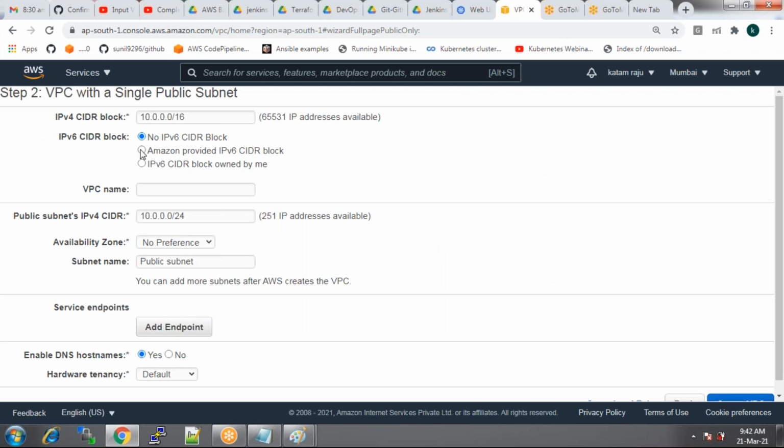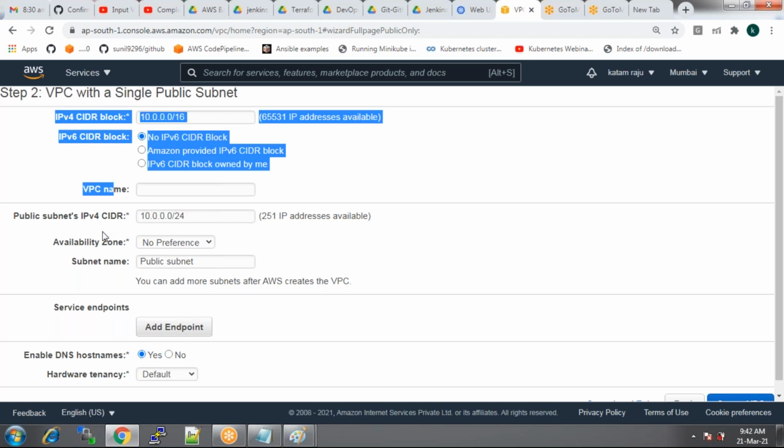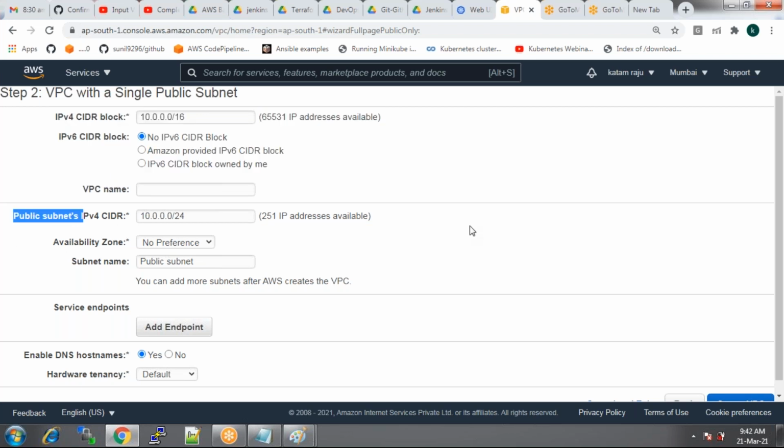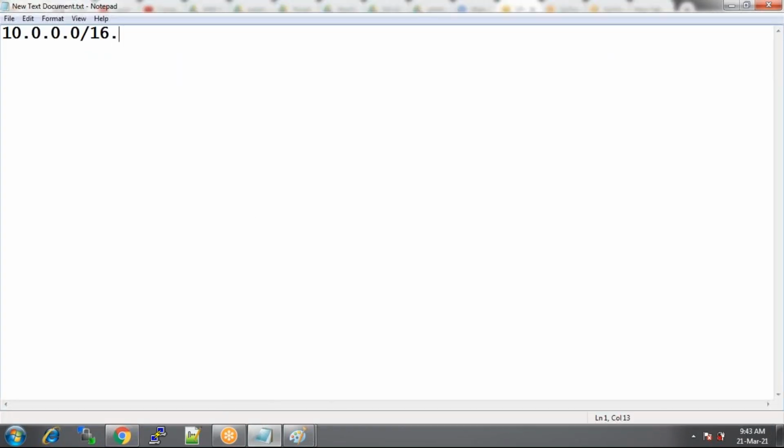Now there you can see these settings. The first settings are for the VPC, and the second settings are for the public subnet. So we are creating a VPC plus a subnet at the same time. Now let's understand these settings. We have the VPC first. We call them CIDR block. So what is a CIDR block? This is what we call the IP range.